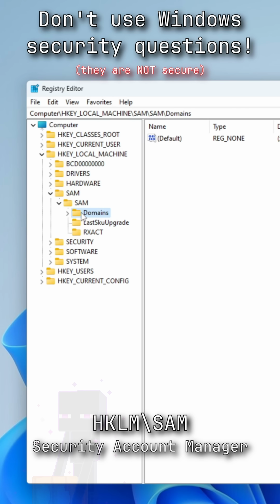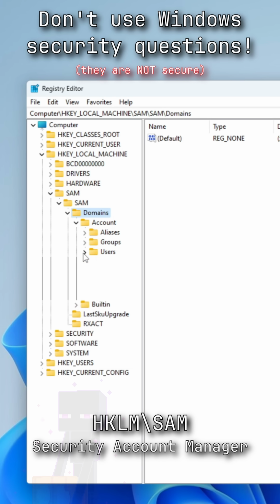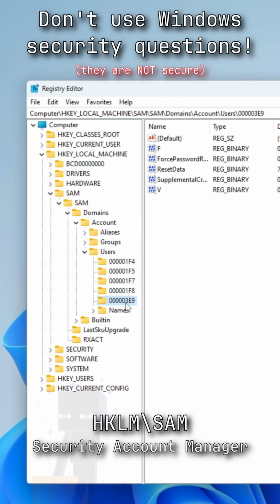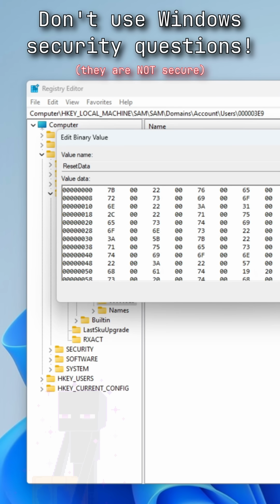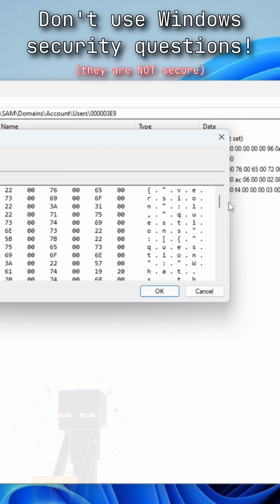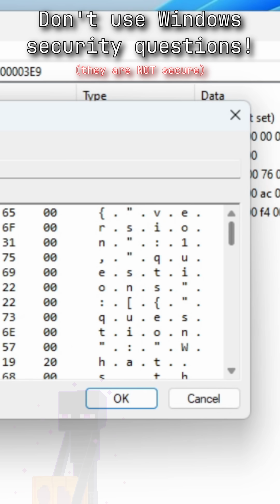So the subkey we're looking for is domains, account, users, and a little hex number right here. And reset data, that's what we're looking for. In fact, these are our security questions. Would you look at that? They're stored in plaintext JSON.